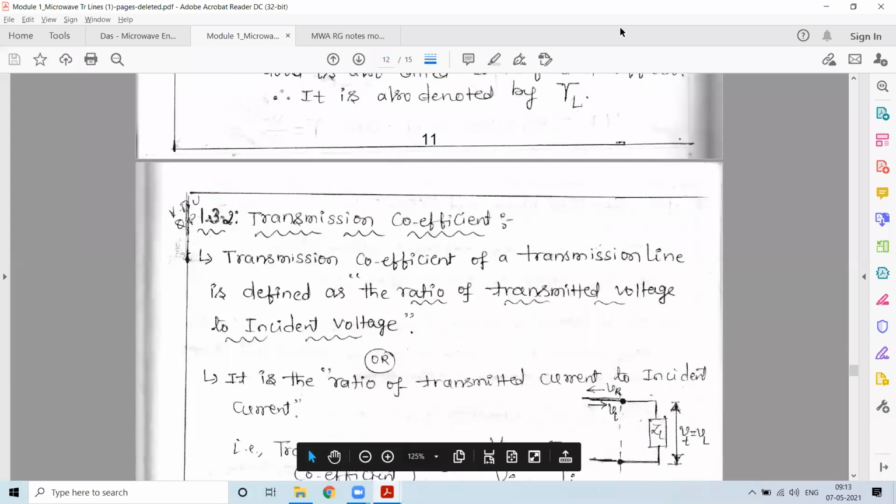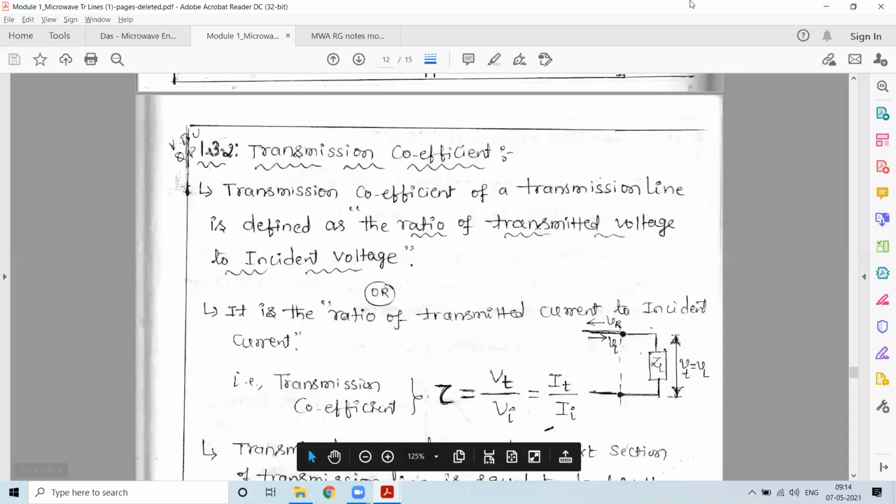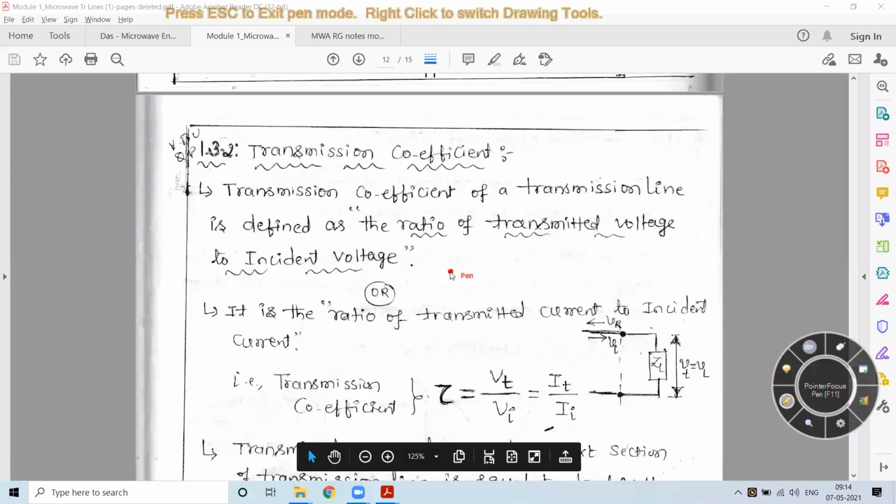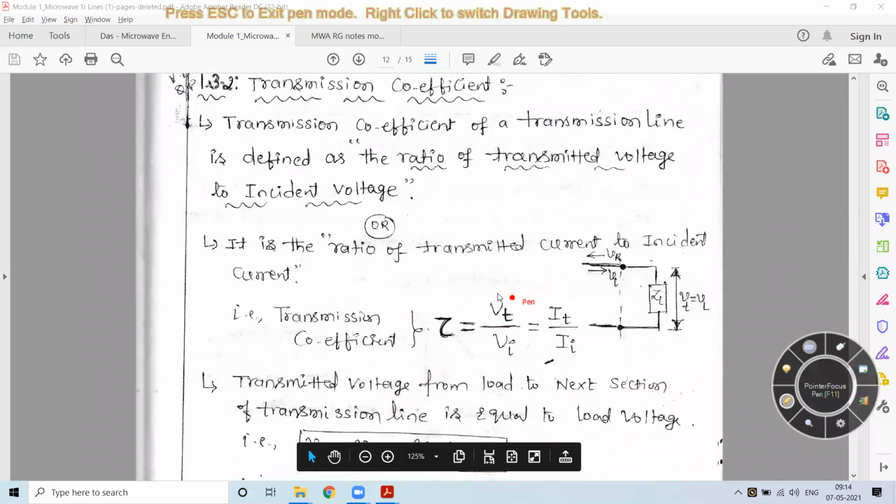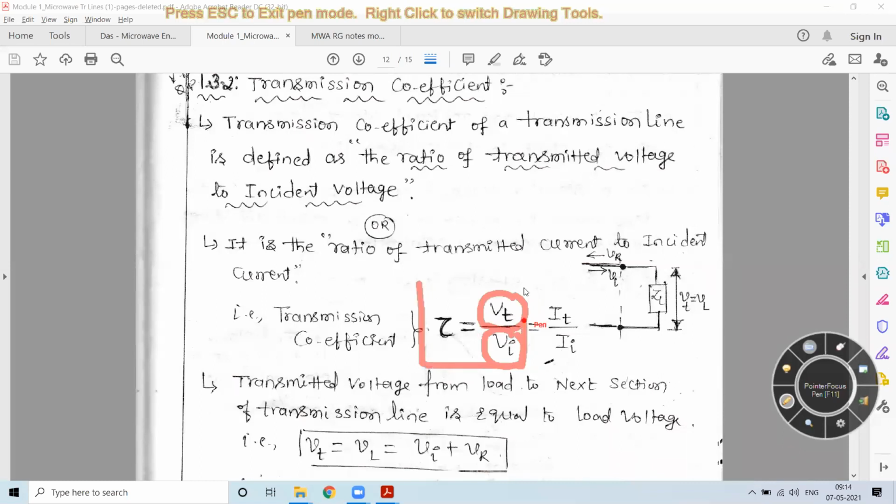Here we have the transmission coefficient, which is basically defined as the ratio of the transmitted voltage to the incident voltage. Reflection coefficient is the ratio of reflected voltage to the incident voltage, whereas transmission coefficient is the ratio of the transmitted voltage to the incident voltage. If I represent the transmitted voltage as Vt and the incident voltage as Vi or V plus, then this is the transmission coefficient representation. We can also give the transmission coefficient in terms of current. It is again equal to the ratio of the transmitted current to the incident current.